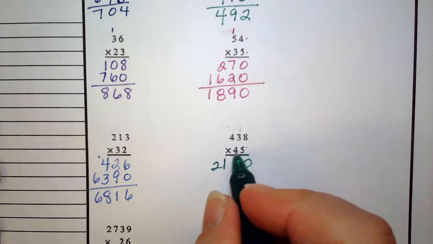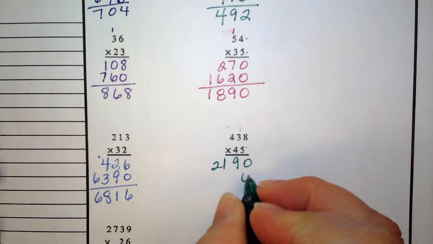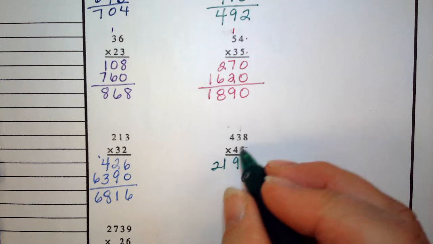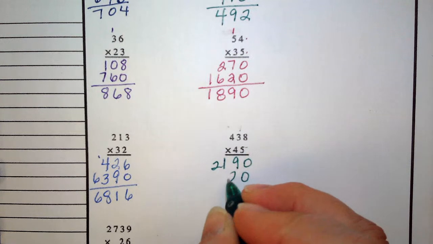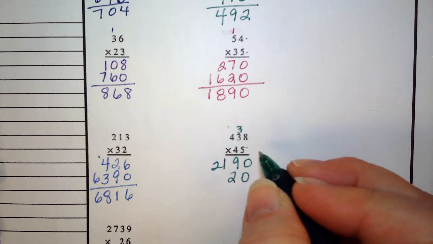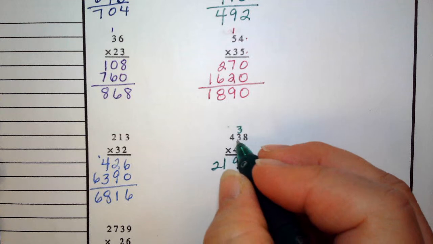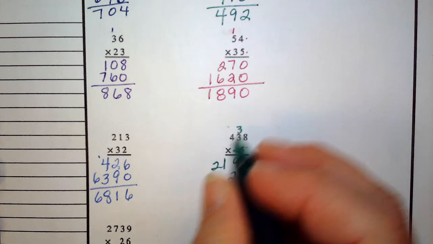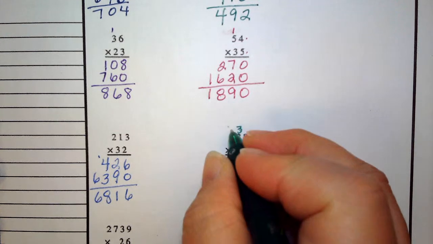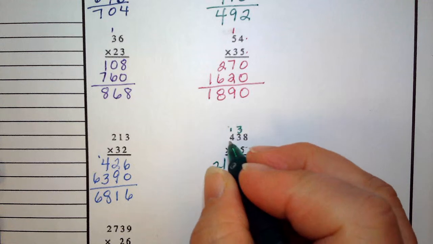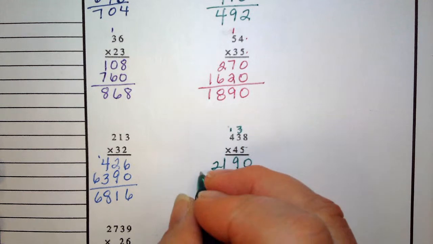Now, I'm going over one position here. I've got to put a 0 here. 4 times 8 is 32. Carry the 3. 4 times 3 is 12. 12 plus 3 is 15. Carry the 1. 4 times 4 is 16, plus 1 more is 17.